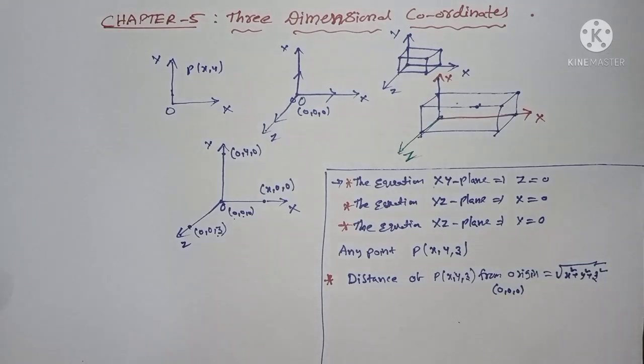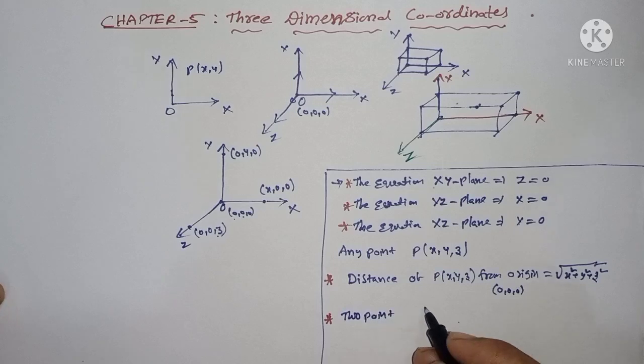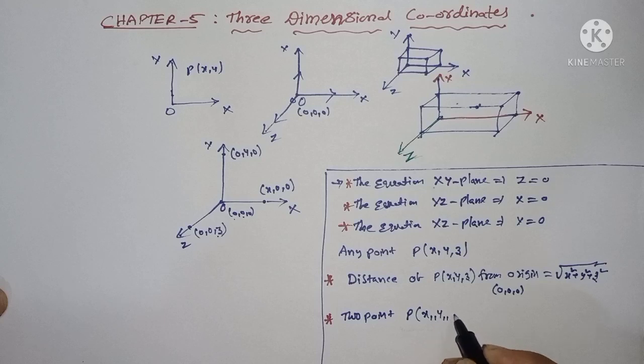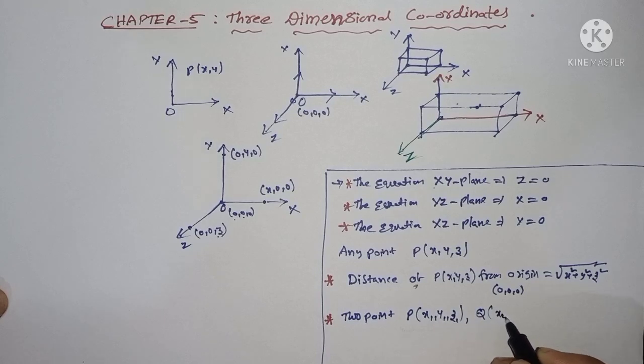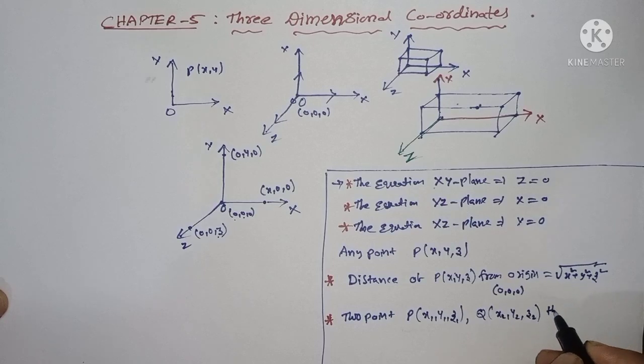Next, if two points are given, for example P of x1 comma y1 comma z1 and Q of x2 comma y2 comma z2, then the distance between P and Q.